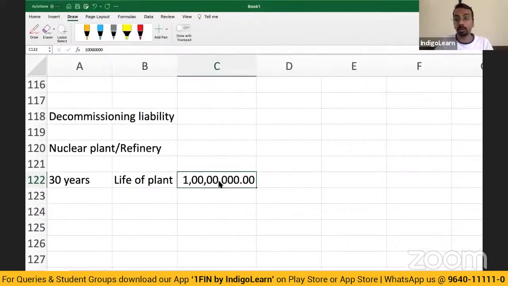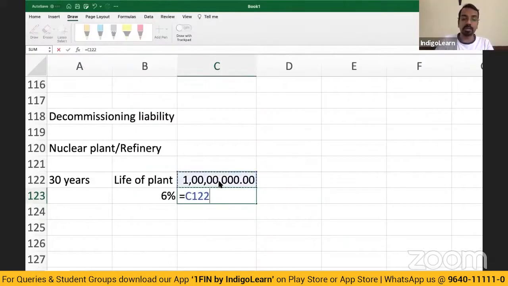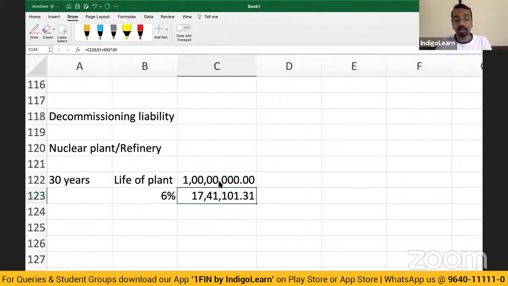That expenditure is, say, 1 crore. When are we incurring? After 30 years. So what the standard says is, please take some discount rate, let us say 6%. Calculate the present value. Now, what is the present value? Present value is 1 crore divided by 1 plus 6% to the power of 30. This present value, 17,41,101, should be added to the cost of PPE.